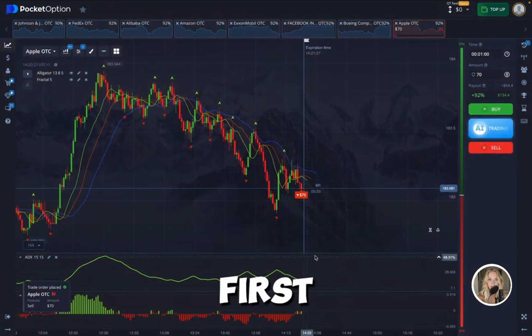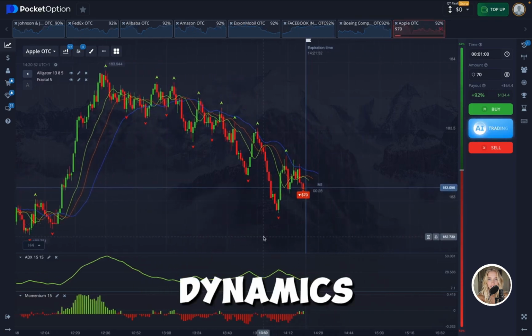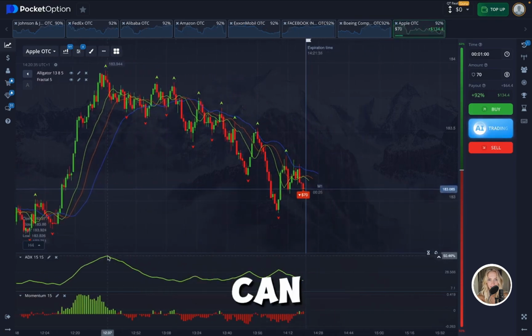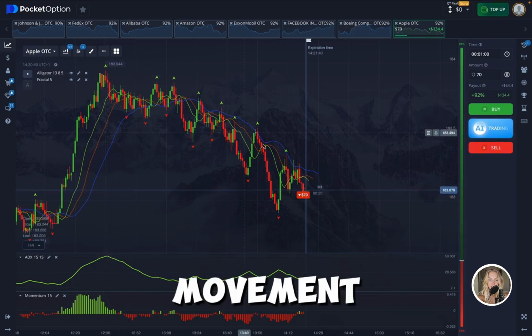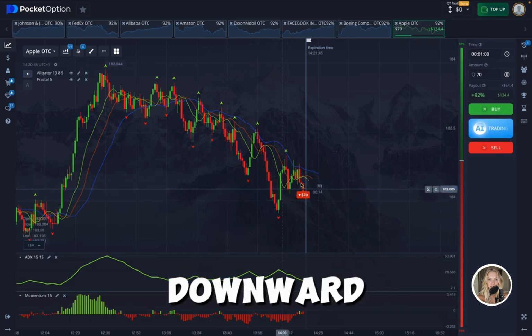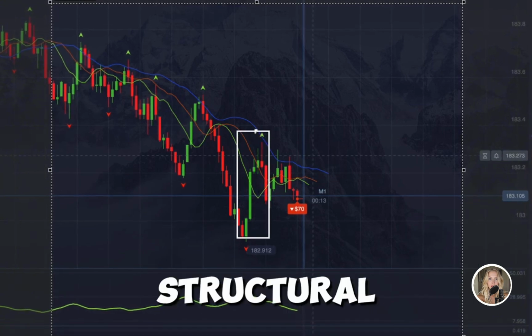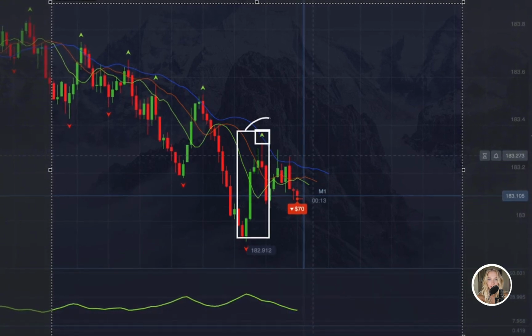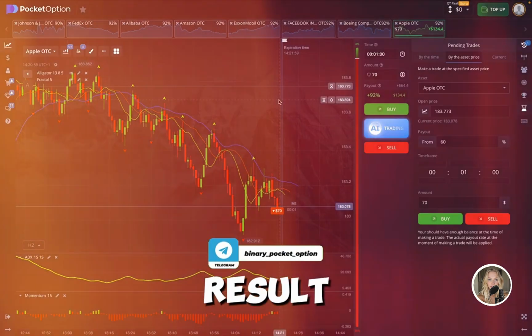And let's open the first position here on the downside in the direction of the actual trend dynamics. In general, as you can see, ADX reached its peak value for this section of the movement, 50%, and then the trend reversed, and now we have a downward trend. There was also a pullback in the trend. A new structural local high has been formed, and here we can open a down trade. Let's look at the result.